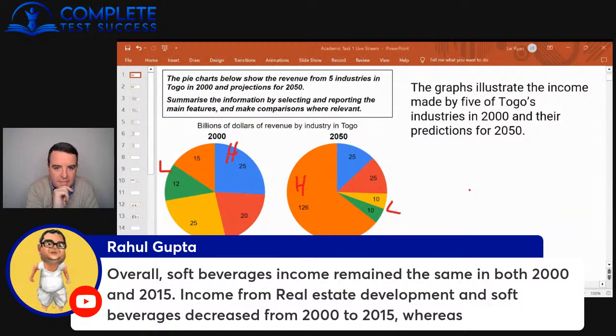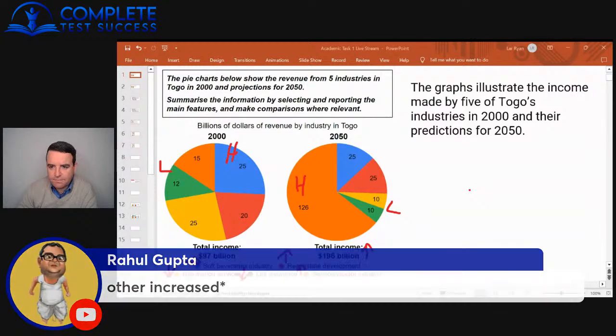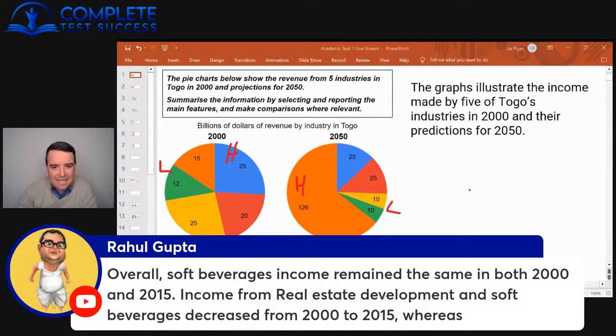Okay, soft beverages income remained the same in both 2000 and 2015. So 2015 isn't on the chart. The chart is 2050, not 2015. So that's wrong. Soft beverages income remained the same. So that's the blue one. Income from real estate development and soft beverages decreased. Now you've put soft beverages remain the same, and now you've said soft beverages decreased. So you're using the same category name twice, and that second use of soft beverages is inaccurate. You were probably referring to another category, but that's obviously incorrect. Again, 2015 is the wrong year, and then the others increased. So in that paragraph, there's too many mistakes, inaccurate category names, inaccurate years. All of that is going to go against your score, unfortunately.